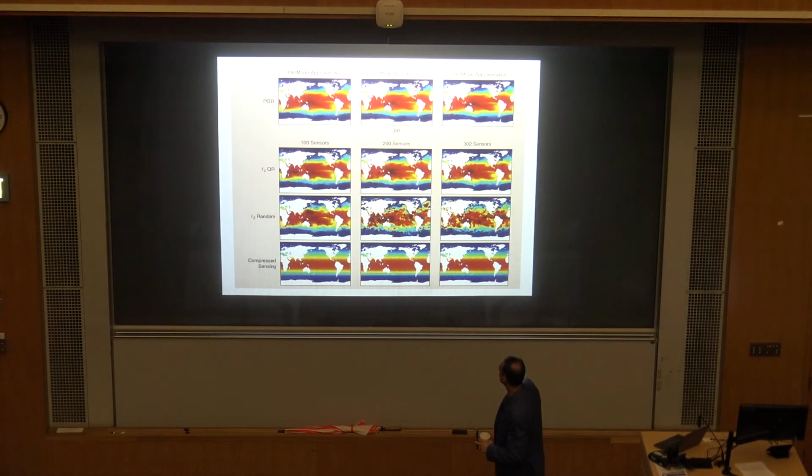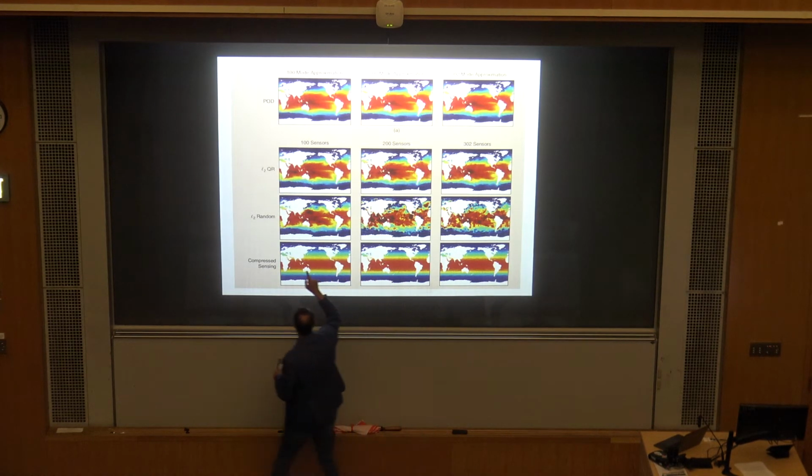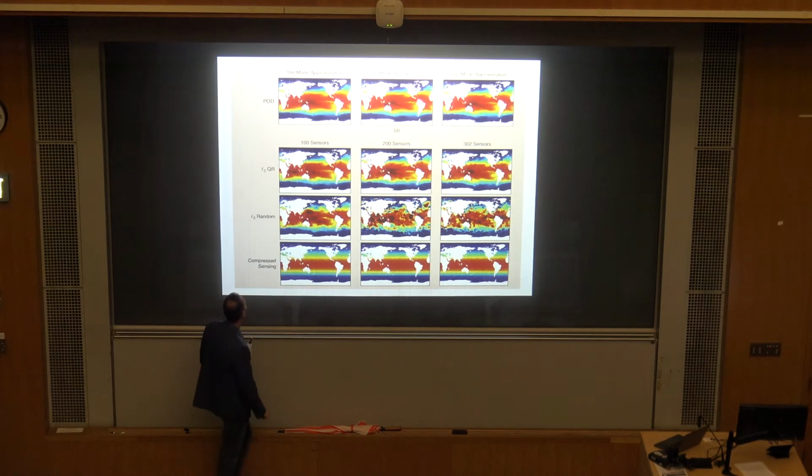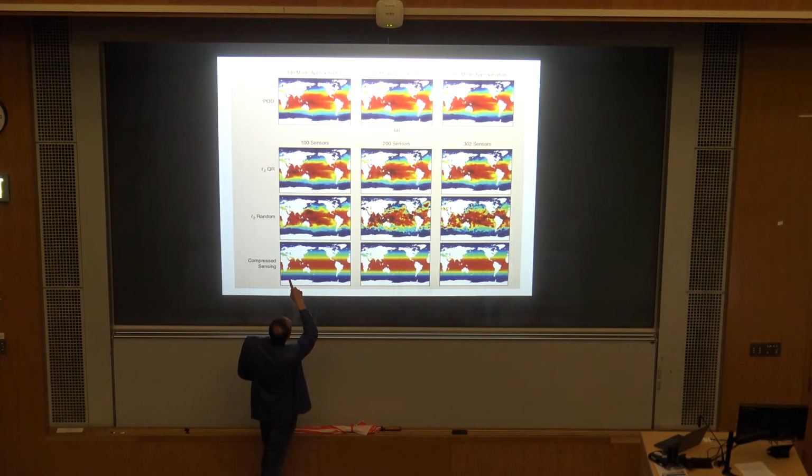So here's what the truth is, and here's a 100 sensor reconstruction using this QR that Krithika built, versus random, versus compressive sensing. You can see compressive sensing doesn't do well at all. All these methods are quite different in terms of how they're using the technology. And you can see that this QR placement does amazingly well, whereas random and compressed sensing don't.